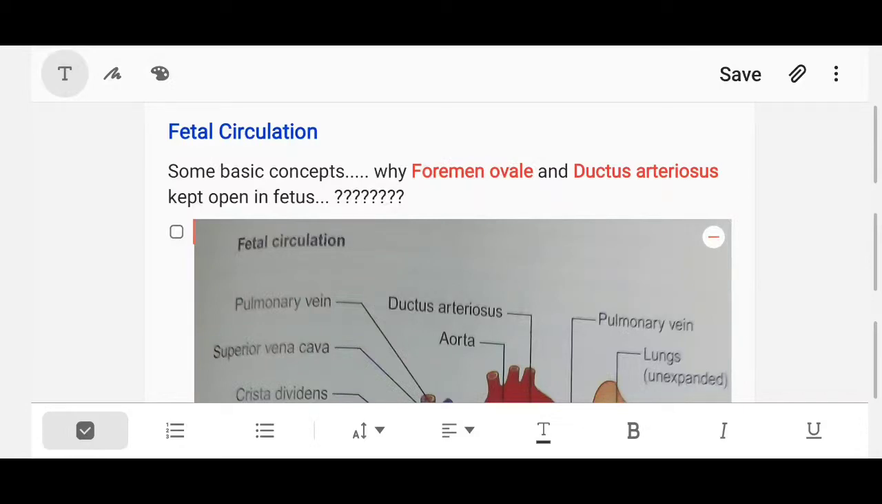Welcome everyone. Today we will discuss fetal circulation. Okay, some basic concepts of fetal circulation, and we will know the answer to these questions like why the foramen ovale and ductus arteriosus are kept open in the fetus. Why? Now let's see.